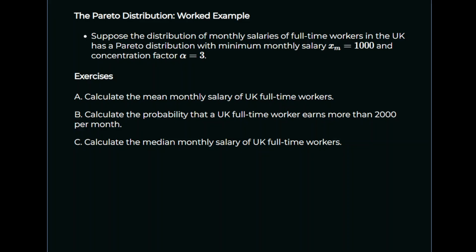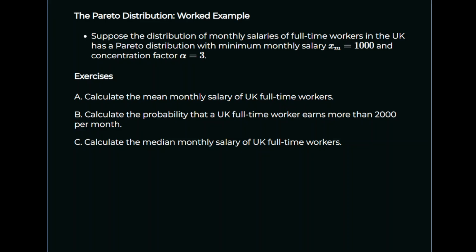This Pareto type 1 distribution is commonly used in financial and economic applications, so that's exactly what we're looking at here. Here's our worked example. Suppose that the distribution of monthly salaries of full-time workers in the UK has a Pareto distribution with a minimum monthly salary of xm equal to 1000 and a concentration factor alpha equal to 3.